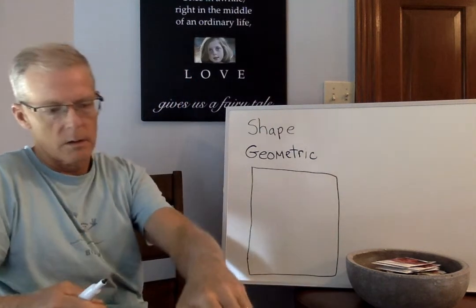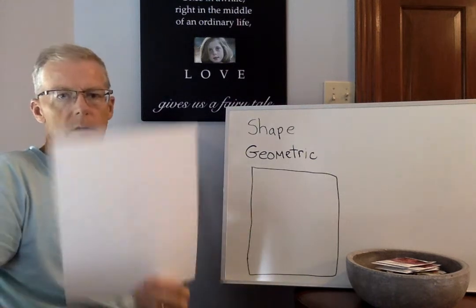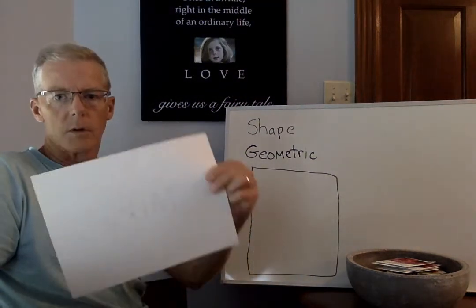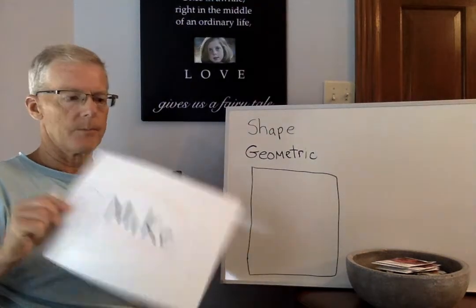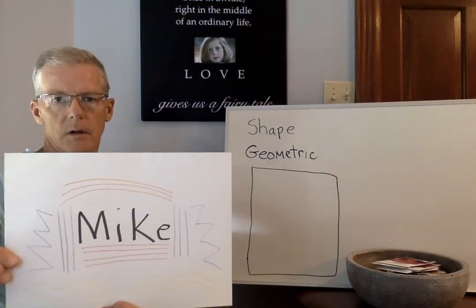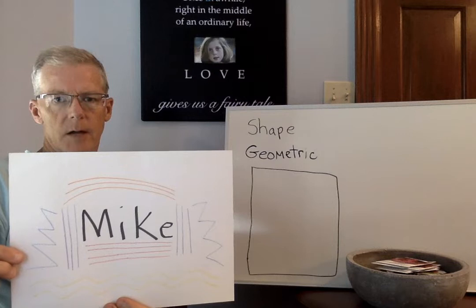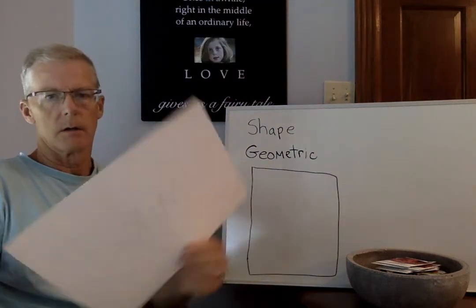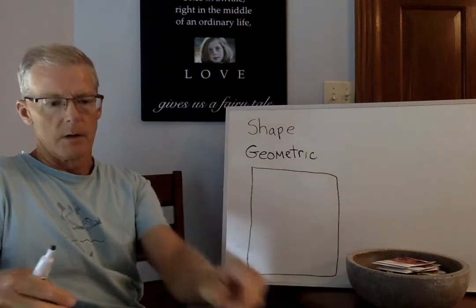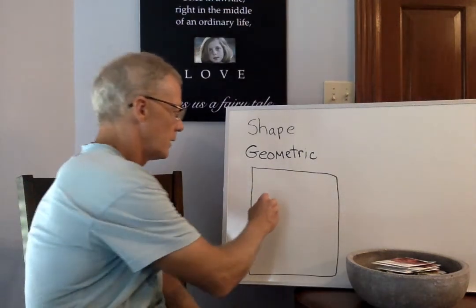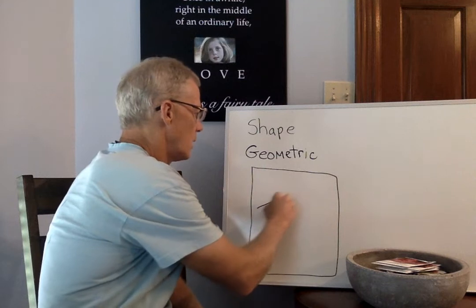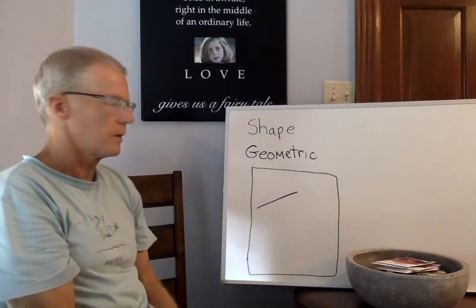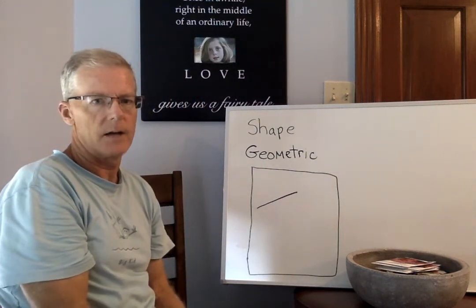Okay. That would be like this. Last week we did this, if you remember. We used lines and we created our name and we put some lines around our name. Okay, now we're going to turn it this way. All right, so in the corner, we're going to draw a diagonal line to start.